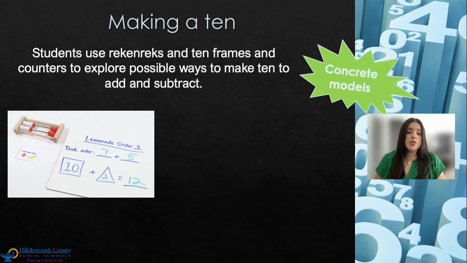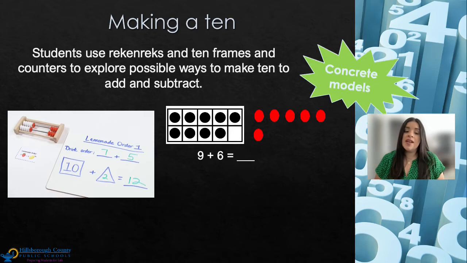Here's how you could use a 10 frame. The students would put 9 on the 10 frame and the 6 outside the 10 frame. They can then move to fill the 10 frame and make a 10. Now 9 plus 6 is easily seen as 10 plus 5, and I know that the answer is 15.